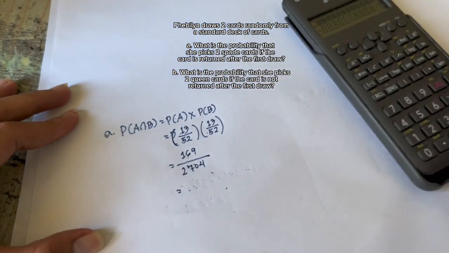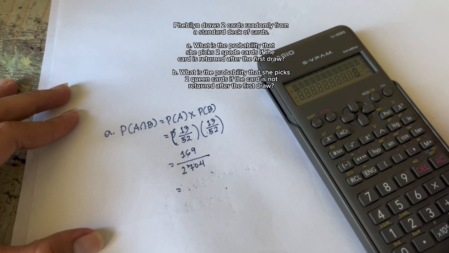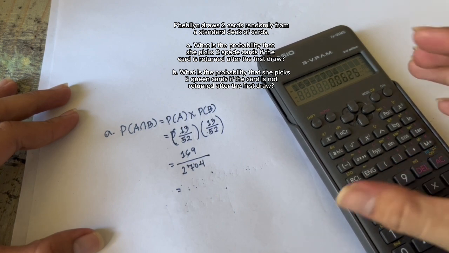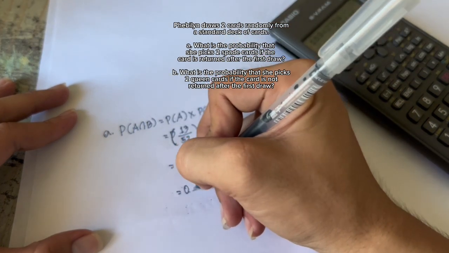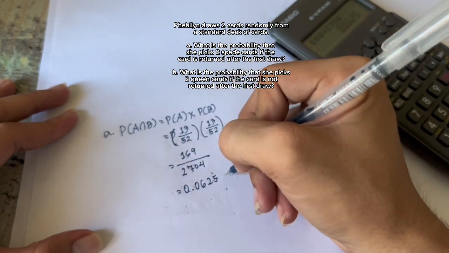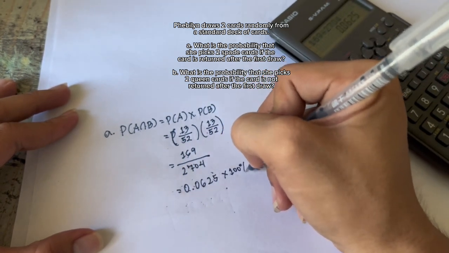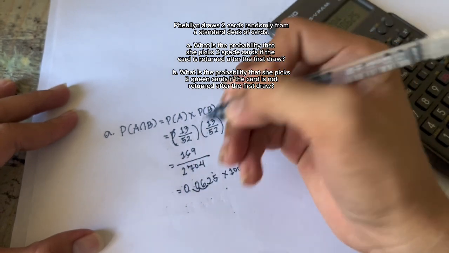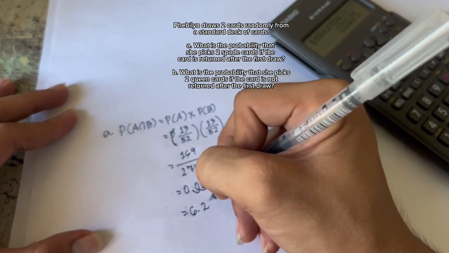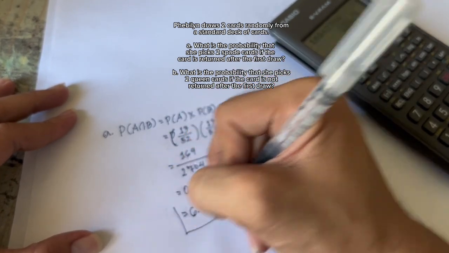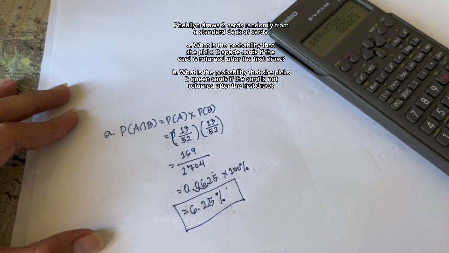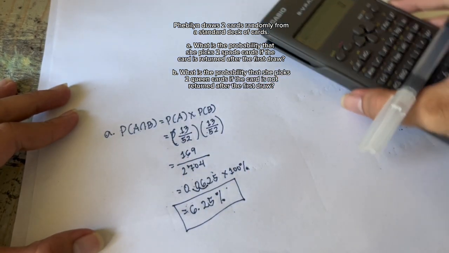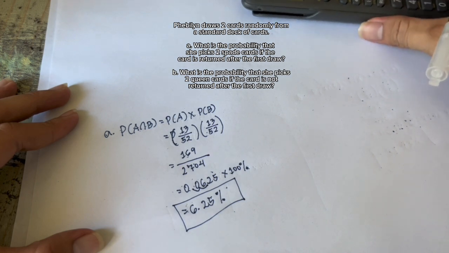Then let's divide. 169 divided by 2,704, the answer is 0.0625, times 100%. Okay, move 2 places. So the answer is 6.25%. That is the probability that she gets two spade cards. 6.25%.